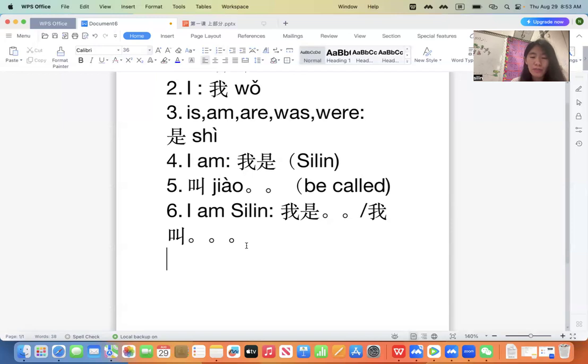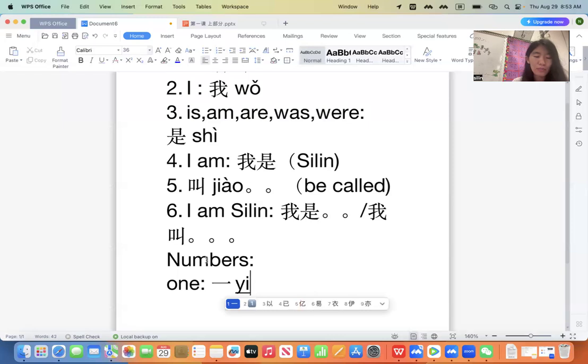Numbers. One in Chinese. First one. In Chinese, we say 一. It's just a straight line from left to right. You need to write from left to right. That's 一. Okay, this is our pinyin.